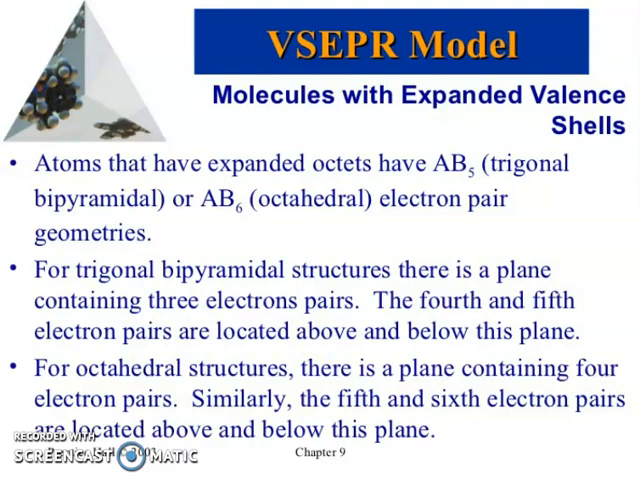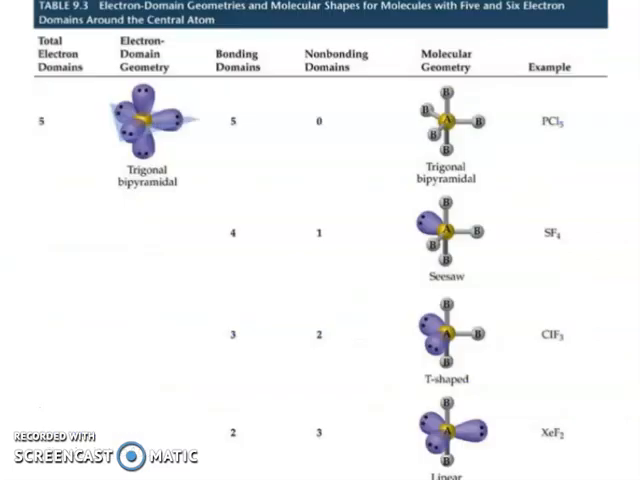So, atoms that have an expanded octet have AB5 trigonal bipyramidal or AB6 octahedral electron pair geometry. For a trigonal bipyramidal structure, there is a plane containing 3 electron pairs. The 4th and 5th electron pairs are located above and below this plane. For an octahedral structure, there is a plane containing 4 electron pairs. Similarly, the 5th and 6th electron pairs are located above and below this plane.